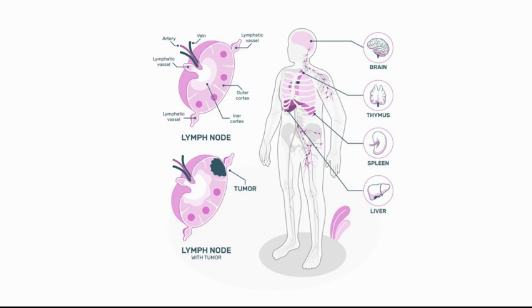The lymph ducts, there are two major lymphatic ducts in the body, the right lymphatic duct and the thoracic duct. These ducts serve as the main channels for collecting and transporting lymph. The right lymphatic duct drains lymph from the upper right side of the body, while the thoracic duct collects lymph from the rest of the body.